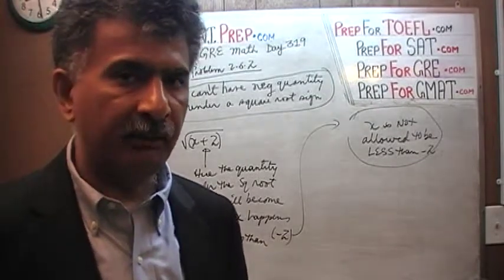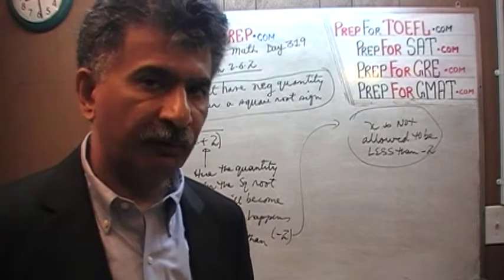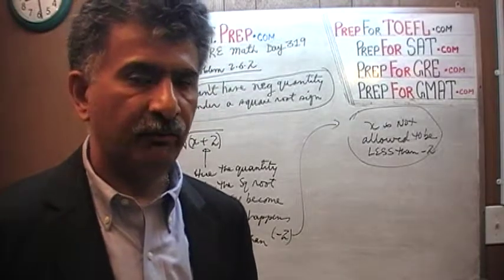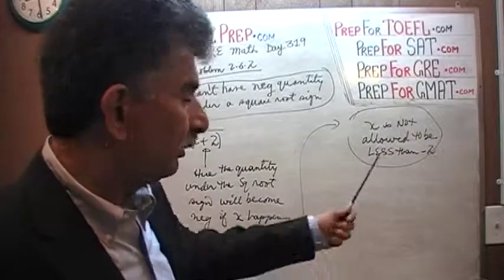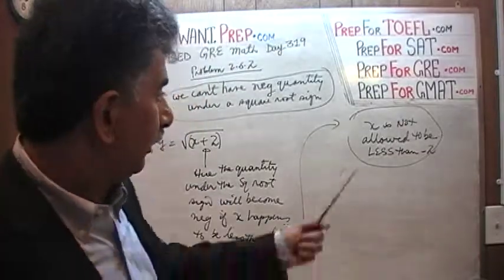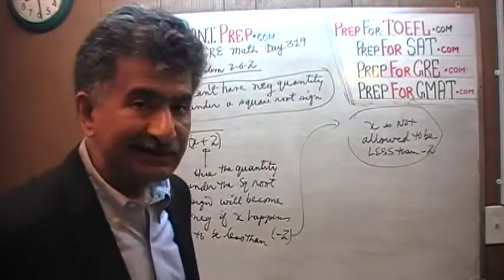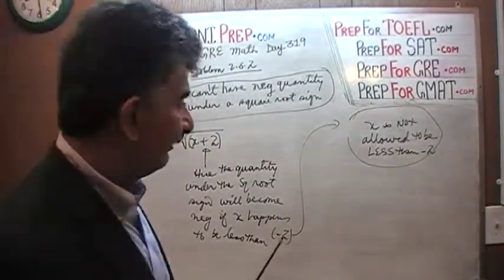Yesterday we spent a great deal of time learning the concept of a function. What is a function? What is domain? What is range? You have to understand those terms, because I'm going to use them right here. So how do we say this in the language of mathematics? x is not allowed to be less than negative 2.